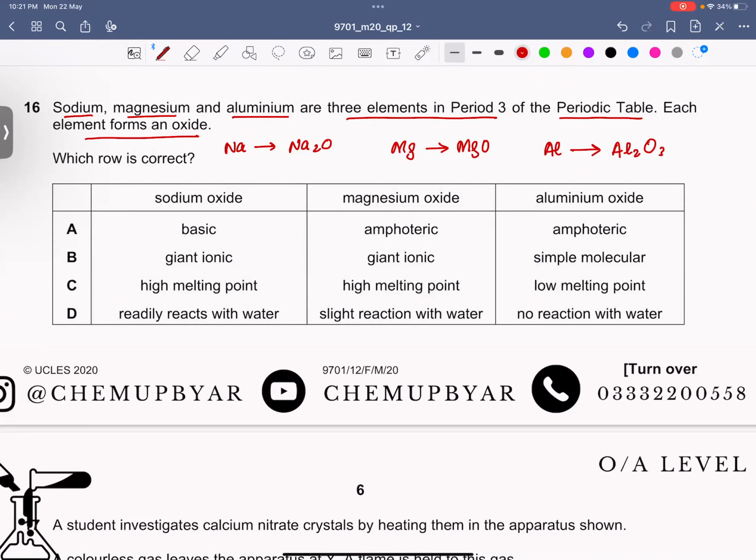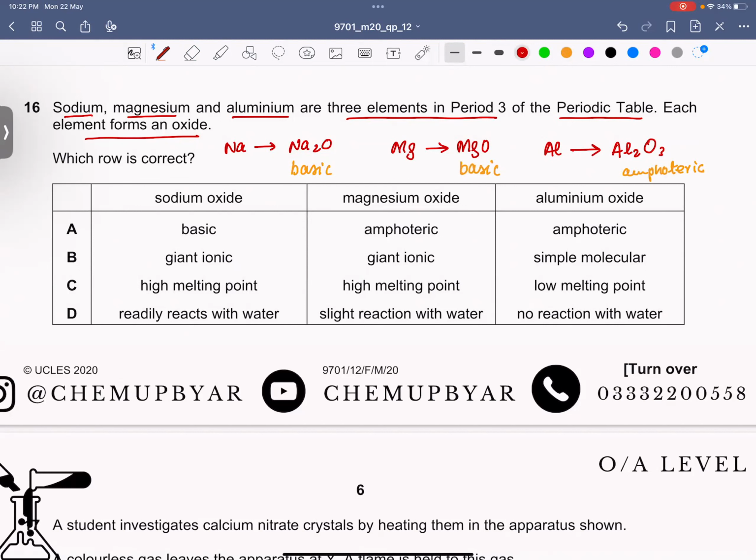So if you recall, sodium oxide is basic, magnesium oxide is also basic, and aluminium oxide is amphoteric, right? And the other thing about these three, these all are ionic compounds, so they all have giant ionic lattices and high melting points.